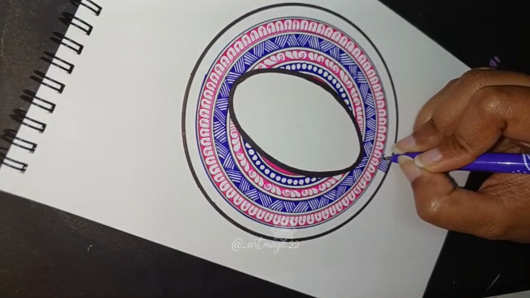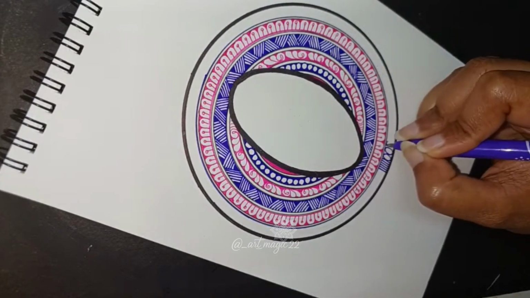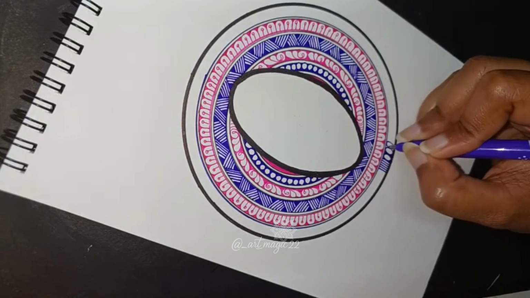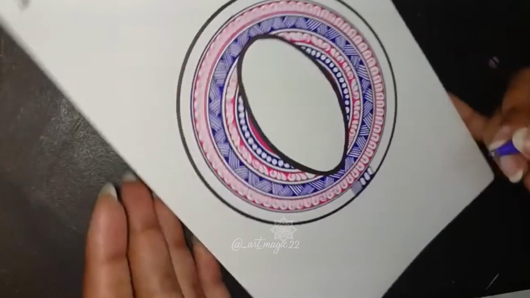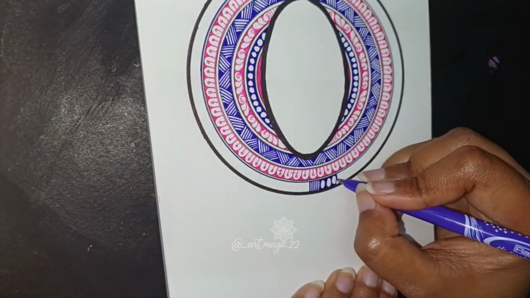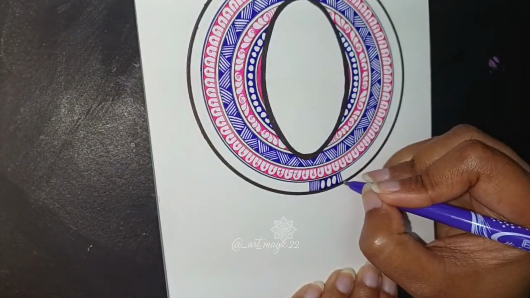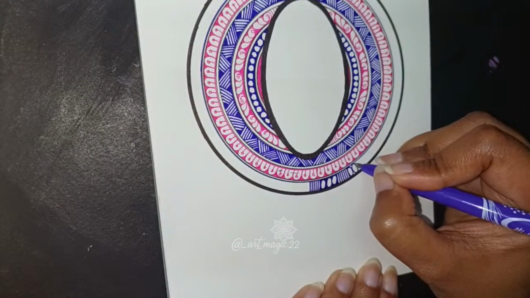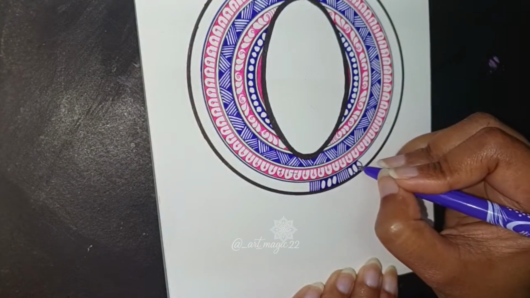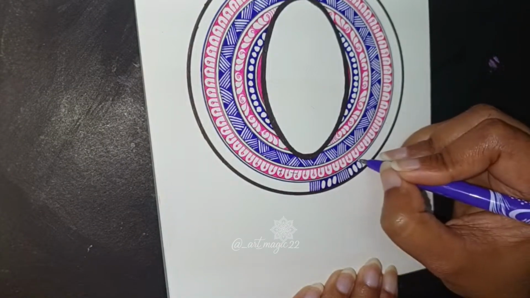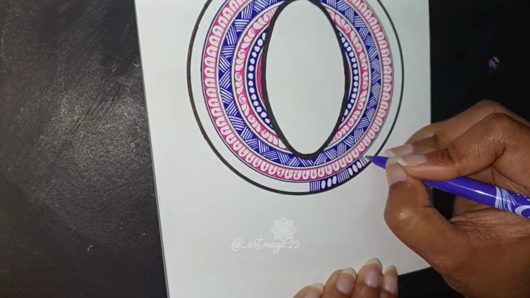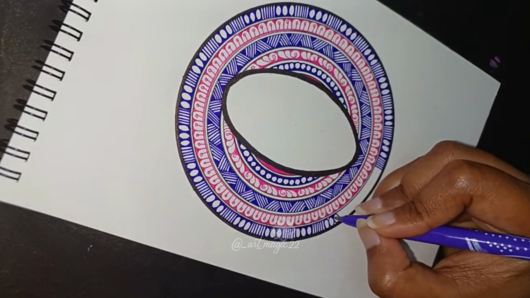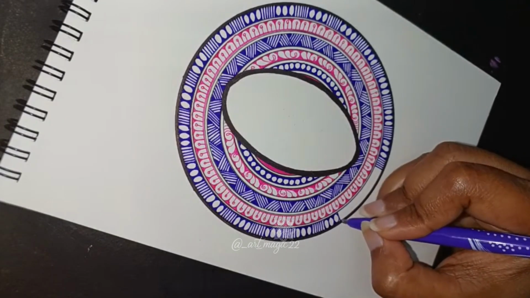So this is the last pattern, and after this I'll make the sides and corners of the pages. I'm making this pattern with 5 to 6 straight lines and then 3 circles, and I'm filling the negative space behind the circles as well. Just complete it fully, and look, this is looking too good. This is looking so amazing.